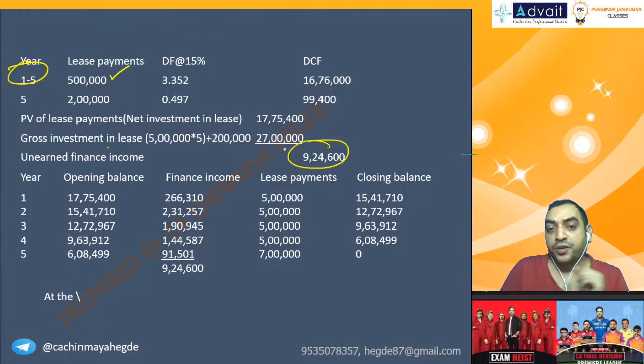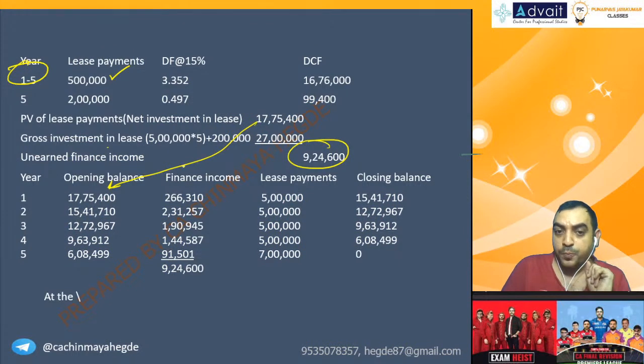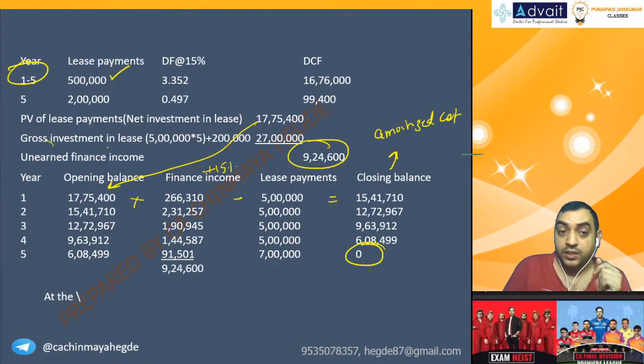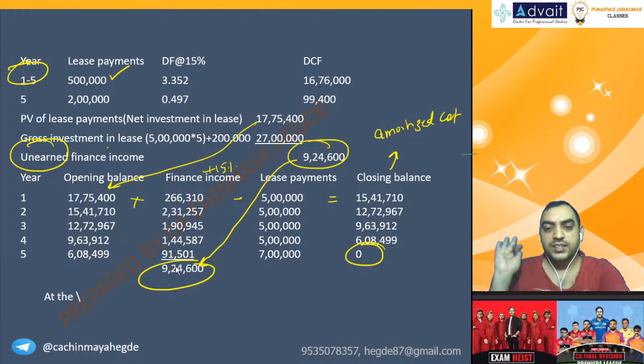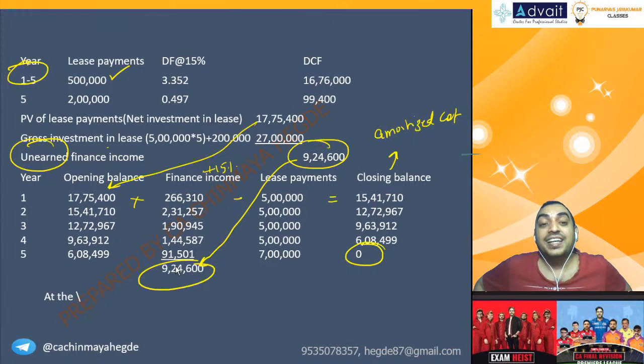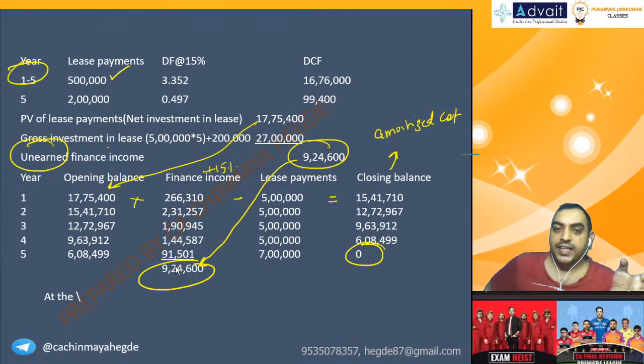And how will you recognize it over a period of time? The 17 lakh 75 will be the opening balance plus financial income at 15%, minus lease payment becomes the closing balance. That is how we discussed amortized cost. And like that it happens over a period of years. Last year make it a balancing figure, and that year the contract is over. And 9,24,600, which is unearned finance income at the beginning, is earned over a period of 5 years like this. This is a simple accounting from the point of view of lessor. Whatever you have learnt in AS 19 applies for lessor as it is.